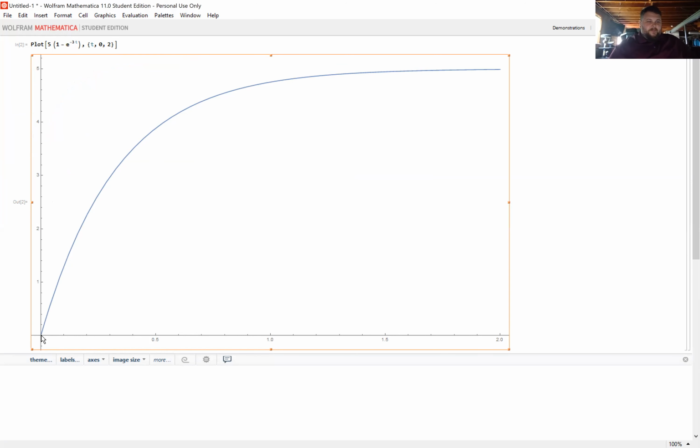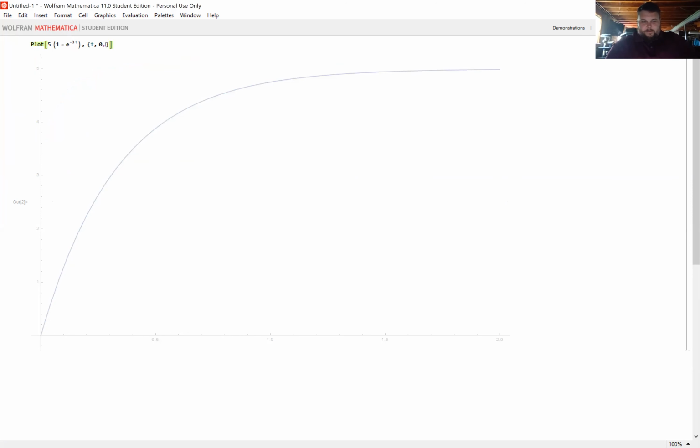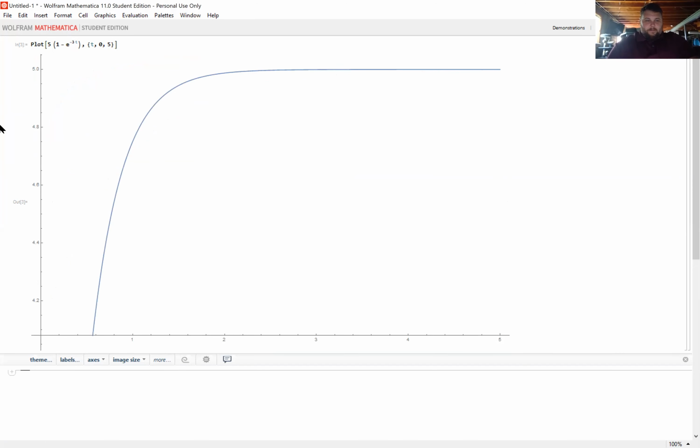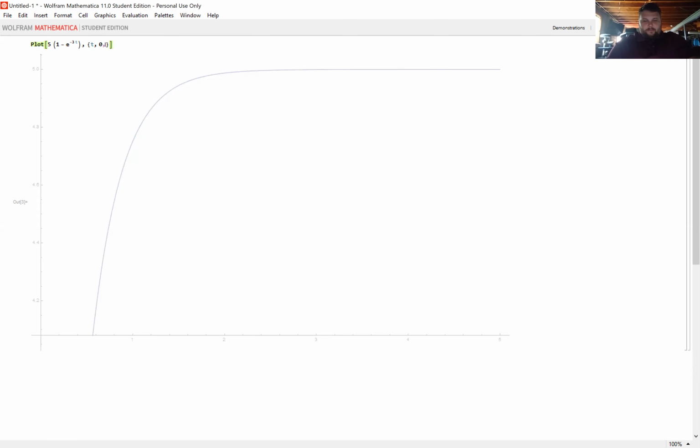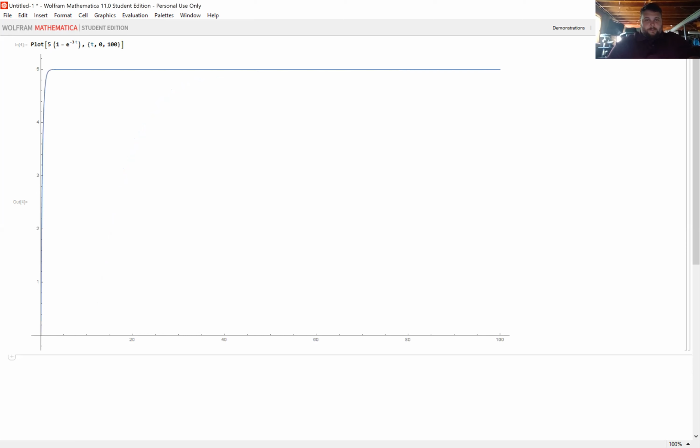So at t equals 0, the switch turns on, right? And we build up current. And it looks like around 2 seconds, we're starting to level off, right? Let's go out to maybe 5. So now you can see, getting pretty good, right? Looks pretty level. I can go all the way out to maybe 100 seconds, right? Still very, very level. And it's at 5.